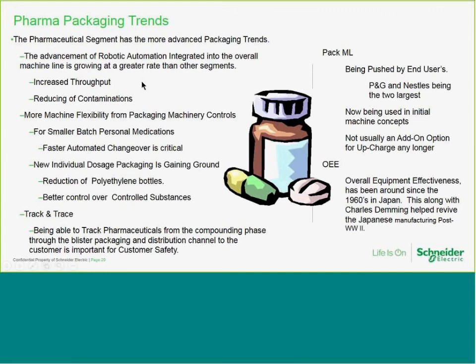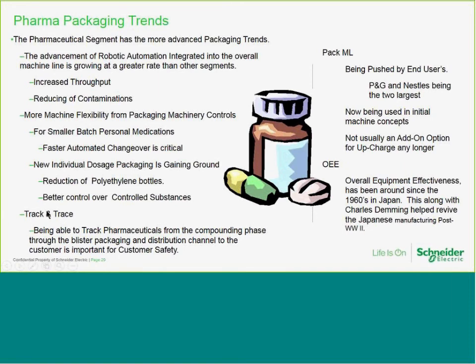So the packaging trends, sorry for all the verbiage, but the advancements of robotics and overall machine line is growing at a faster rate than other segments. Increased throughputs and reduced contaminations is huge. The packaging of pharmaceuticals is going to smaller batch for personal medications, and because of that, you need faster automation. Change is critical, so you need to automate. Individual dosing, reduce the bottles, as well as, if you live in the Northeast or other areas, the opioid control, it's a very, very big deal.